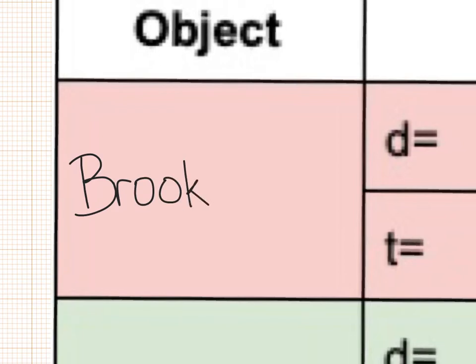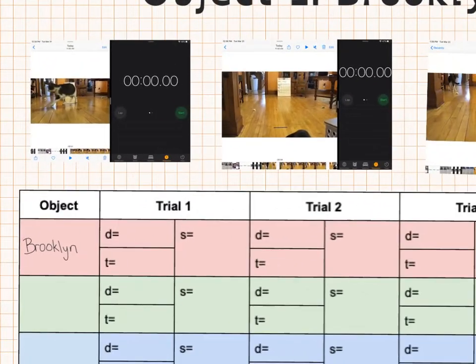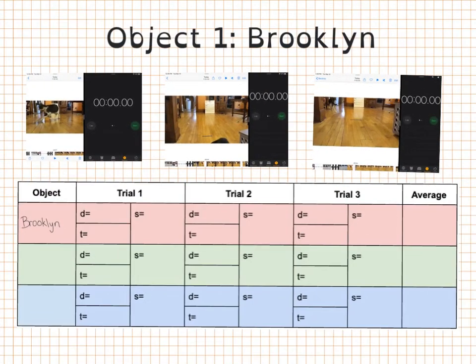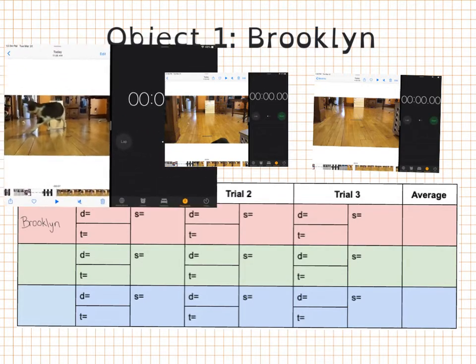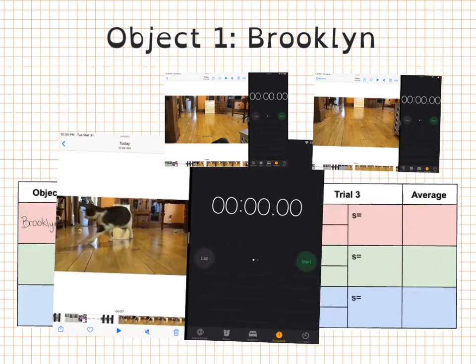For those of you who do not know, Brooklyn and Reggie are brother and sister, and she used to be the big one, and he used to be the little one, and things have definitely changed. Okay, so I have recorded videos of them running. Like I told you in the last one, this took a lot of trial and error. Some things went really well, some things did not. So basically, I'm going to show you the video of my data that I recorded.